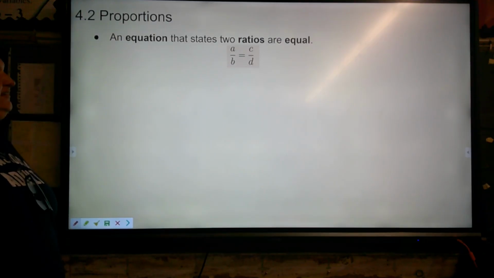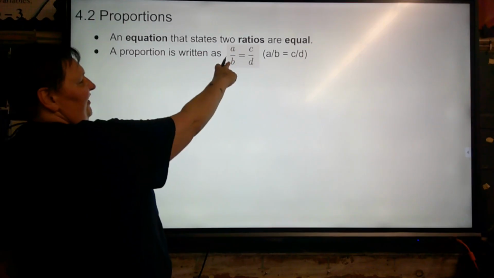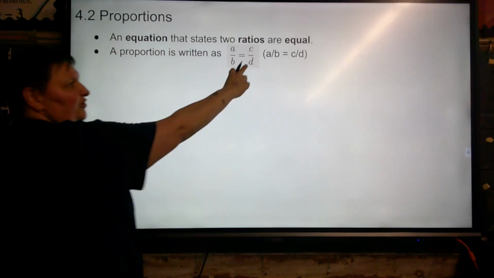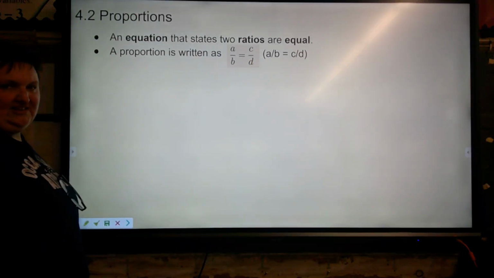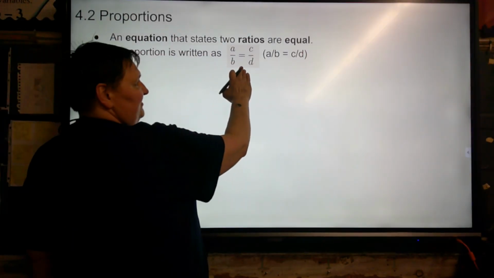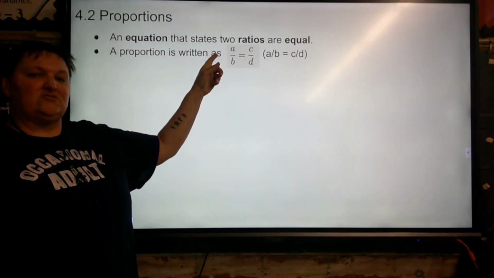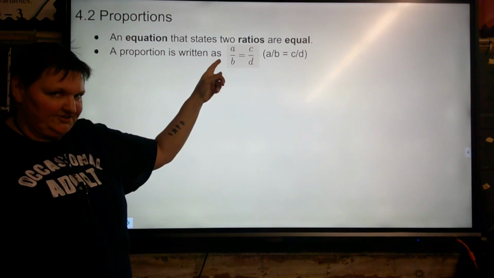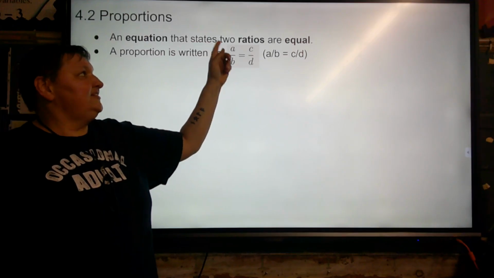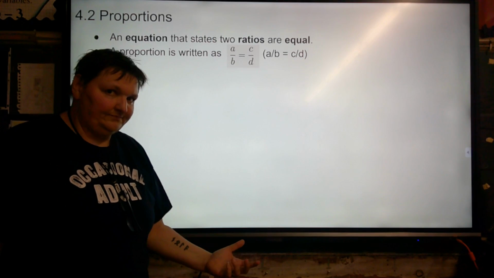It can be written different ways. You can either put A/B is equal to C/D, or you can do it sideways, A:B is equal to C:D. That's how you're going to see it, either like this or like this. And it's going to tell you that this ratio, because remember, a ratio can be written as a fraction, is equal to this ratio. This fraction is equal to this fraction. They are proportional. They are equal.